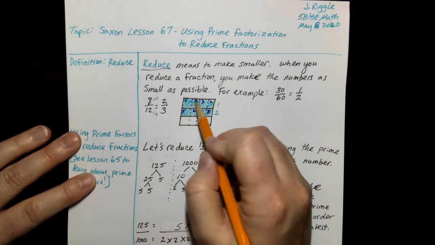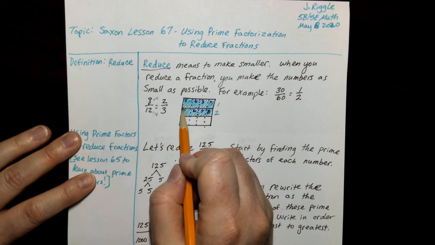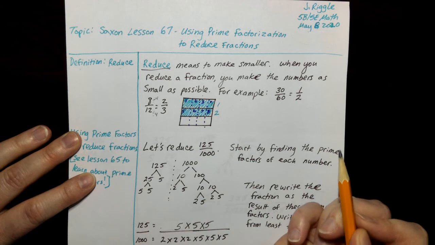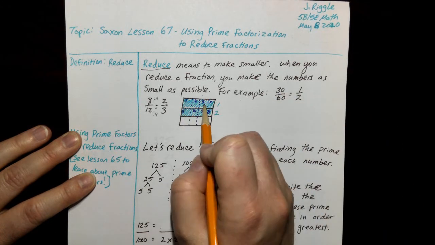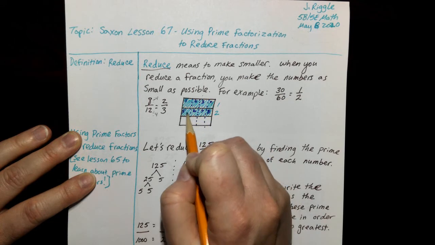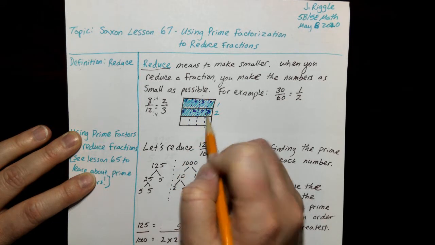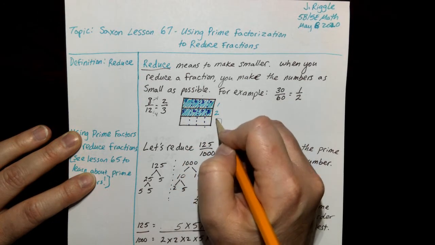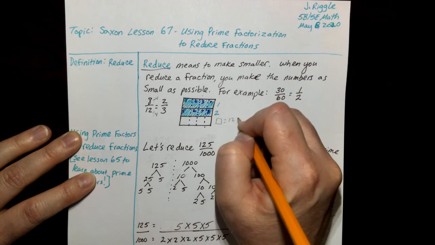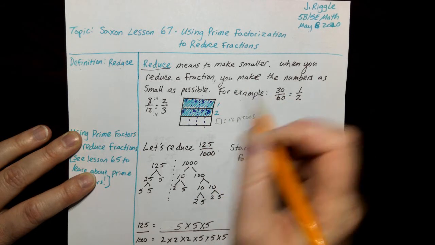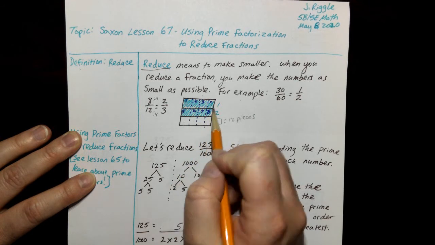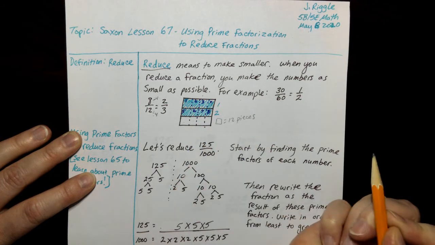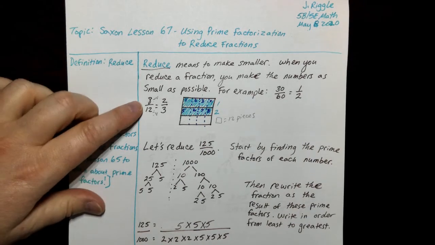So I have a box. I split it up into thirds going sideways, and then I cut it 4 more times. So I actually have 1, 2, 3, 4, 5, 6, 7, 8, 9, 10, 11, 12 little boxes about that size. And then I colored in 8 of them. 1, 2, 3, 4, 5, 6, 7, 8. So I have 8 little boxes colored in out of 12.